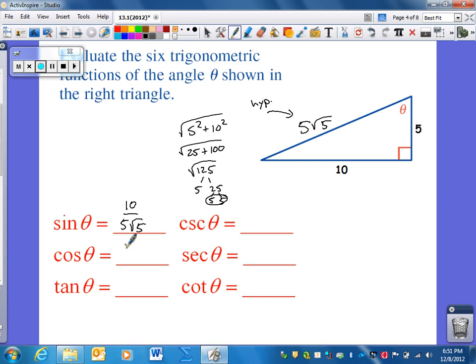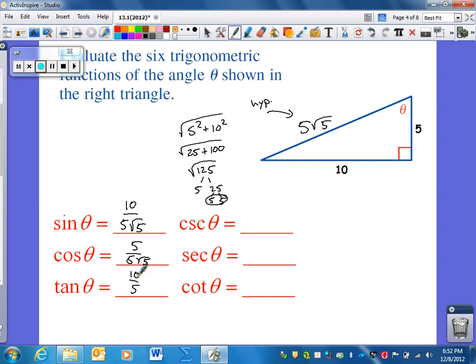Cosine is adjacent over hypotenuse, in this case 5 over 5 root 5. And then tangent is opposite over adjacent, which in our case is 10 over 5. And like I said, we're going to simplify those because we can't leave radicals in the denominator, and we can also simplify 10 over 5 to be 2 over 1.